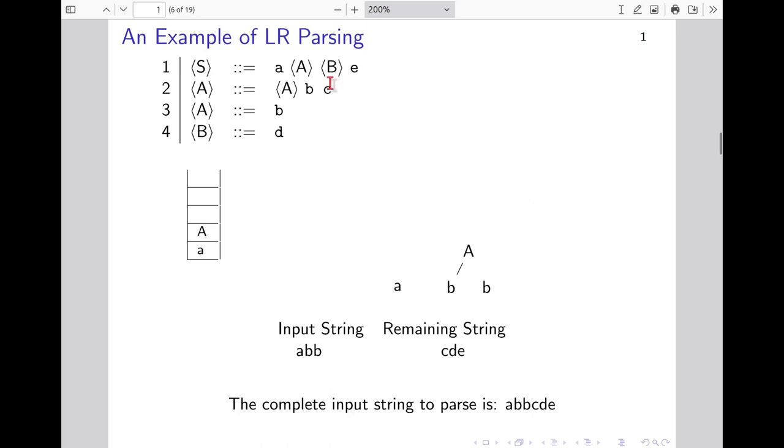How do you know when you see that second B to go back and construct another A? How do we know that the A that we make can also be a portion of that A?